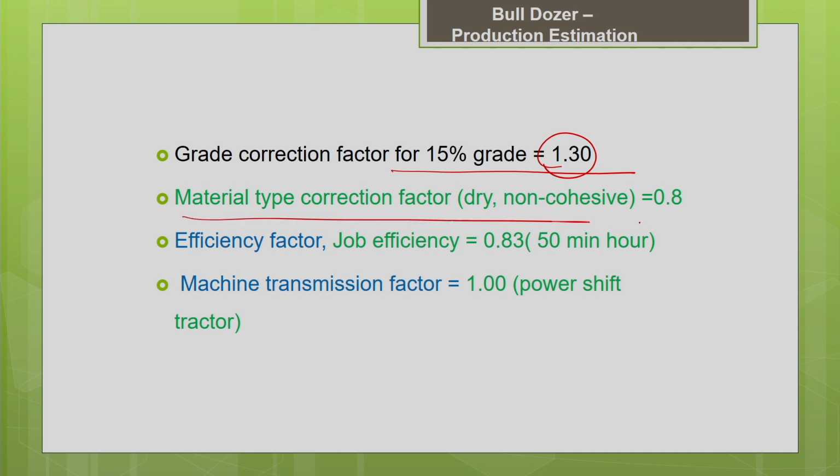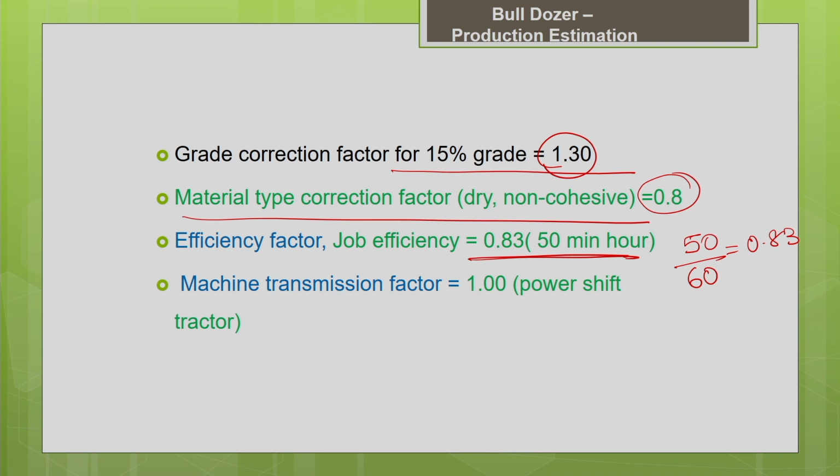Then material type. Here it is non-cohesive silty sand. So obviously it will affect the productivity. Correction factor is less than 1, 0.8. Job efficiency. Machine is working for 50 minutes an hour. So accordingly 50 by 60. Find the correction factor. It is 0.83. But the ideal curve was based on 60 minutes an hour. So job efficiency was 1 for the ideal curve. You have to correct it according to your project condition.